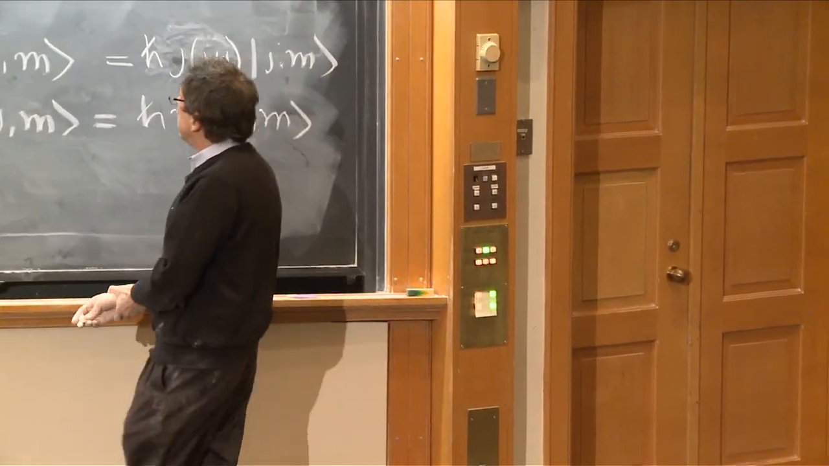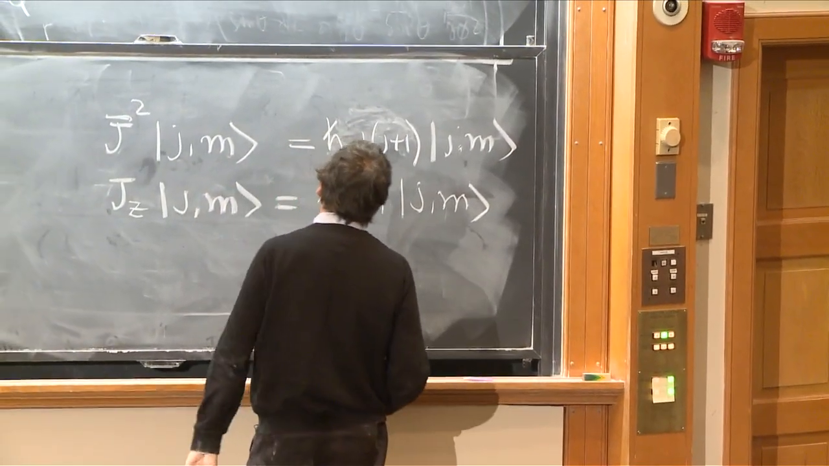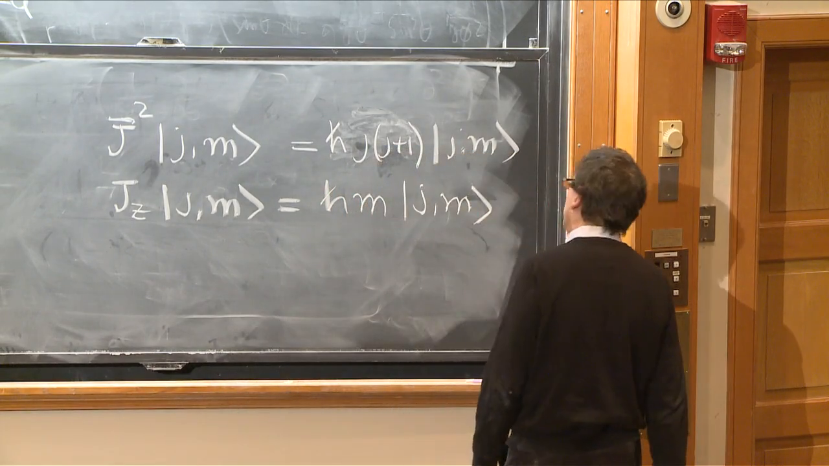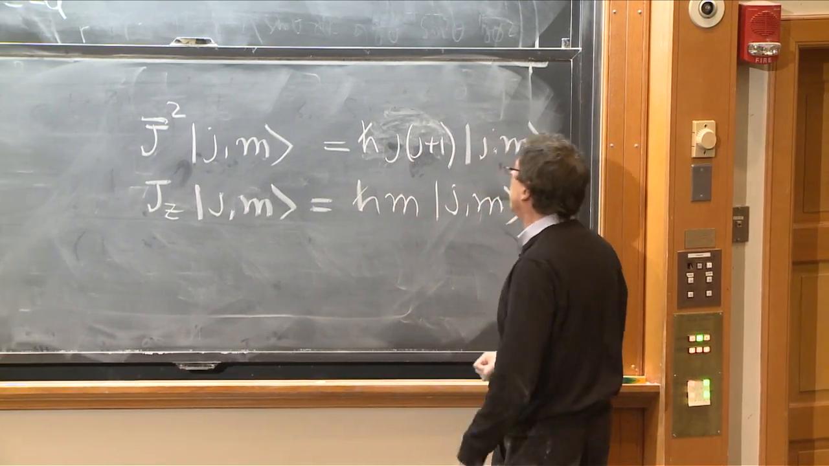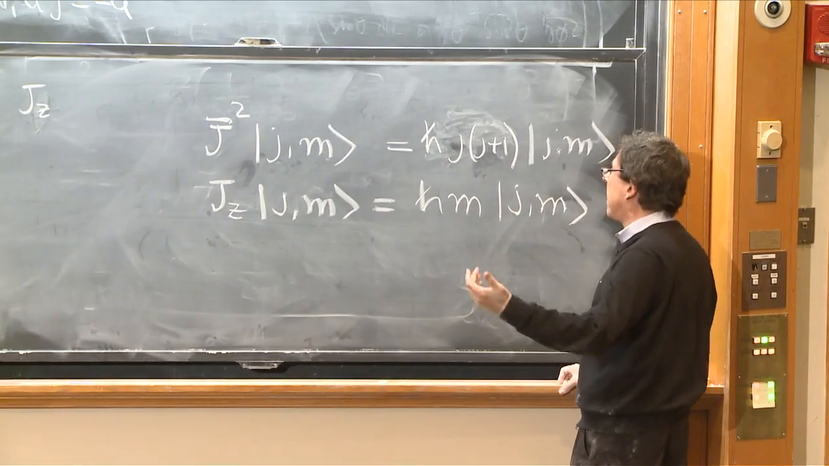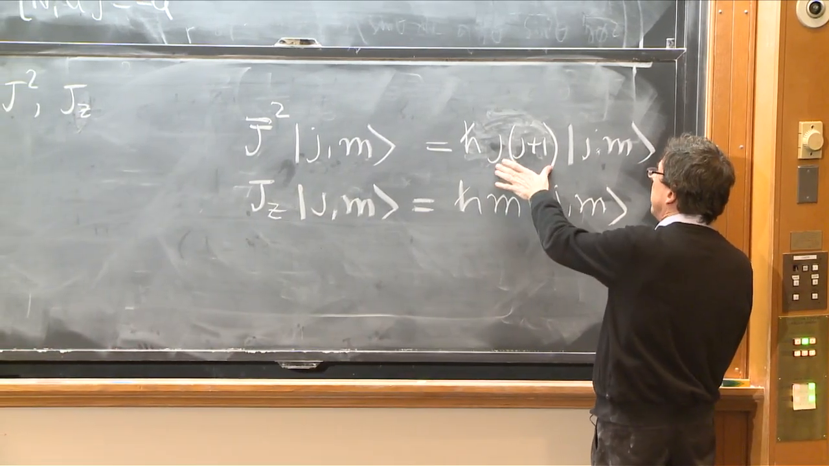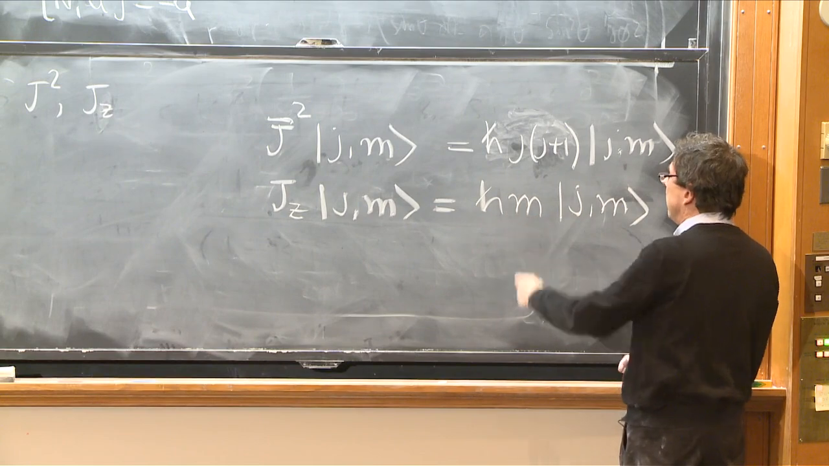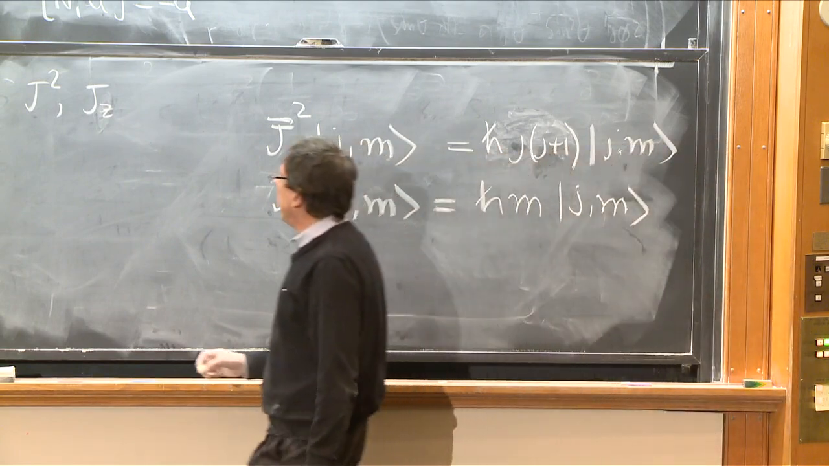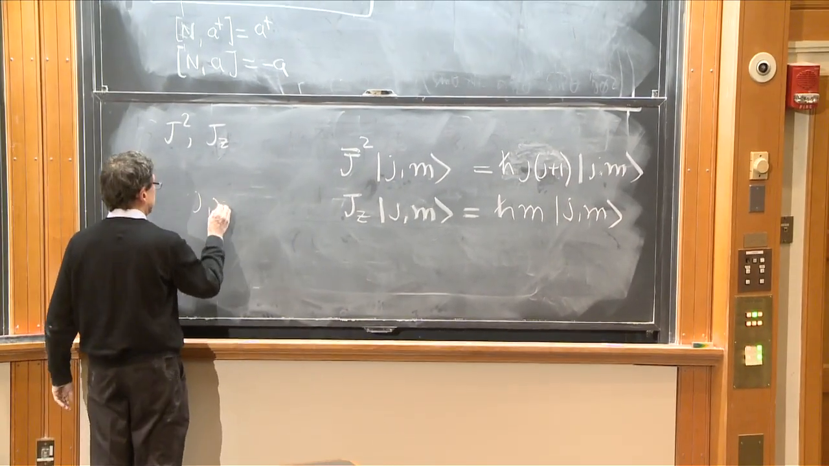So here are the states, j and m, and the only thing I know at this moment is that since these are Hermitian operators, their eigenvalues must be real, so j times j plus 1 is real and m is real, so j and m belong to the reals.